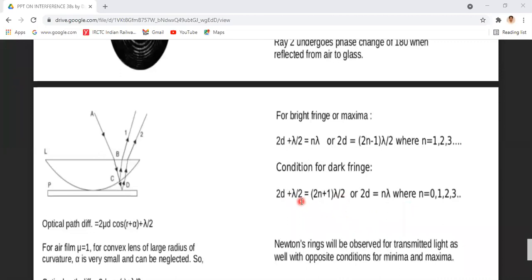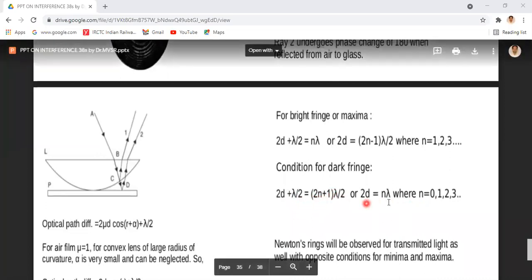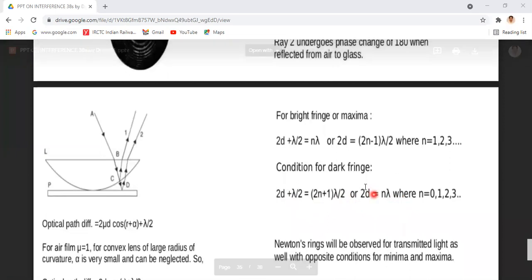Lambda by 2 minus lambda by 2 cancel. Okay, plus is correct. 2d plus lambda by 2 is equal to (2n plus 1) lambda by 2. Lambda by 2 cancels, so 2d is equal to n lambda. Because we are using only the dark fringe condition, for simplification, 2d is equal to n lambda.